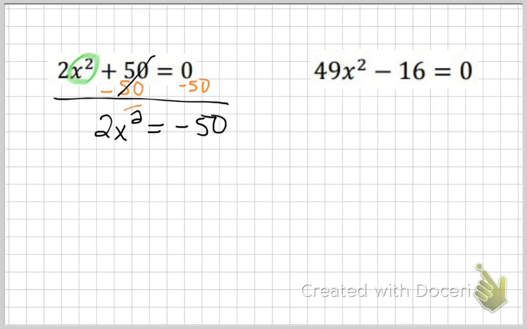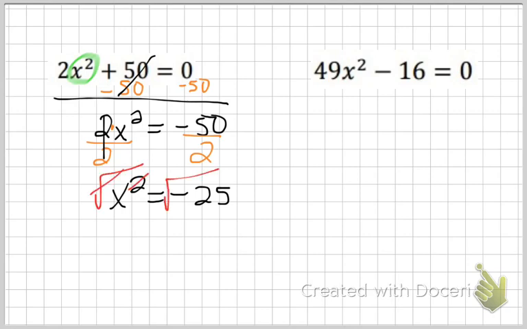Next, we got to get rid of the coefficient of 2, because 2 is multiplying. To get rid of the multiplying of 2, we divide by 2. And so we get that x squared is a negative 25. Again, to get rid of that power of 2, take the square root.